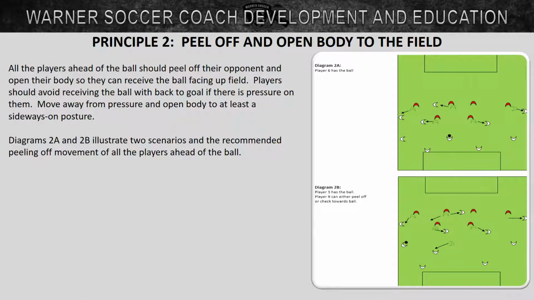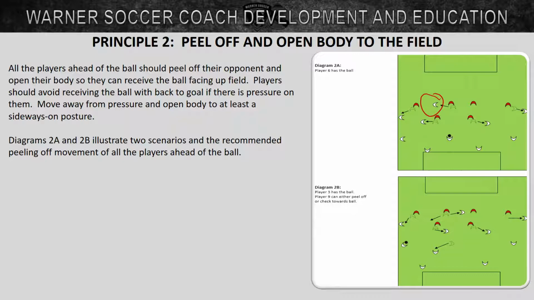The second principle we're going to discuss is peeling off and opening our body to the field. What we're talking about here in simplest terms is when you receive the ball, giving yourself as many options as possible. If we take a look at our number 9 in the picture here, the little grayed out outline, where they've got their back to goal. When they receive the ball, pressure on the back, the options they have are playing backwards. So immediately upon receiving the ball, they're looking to play negative.